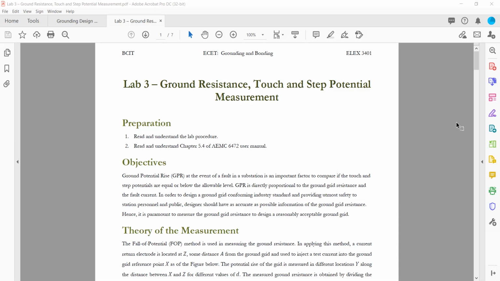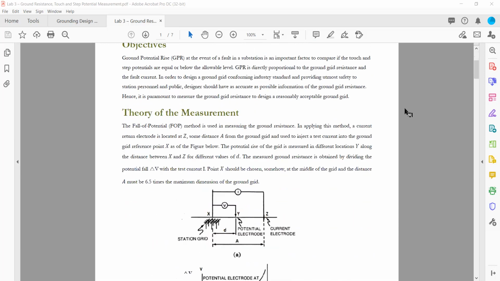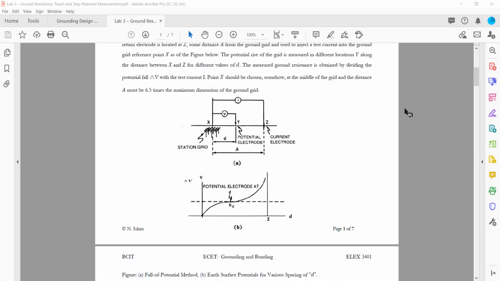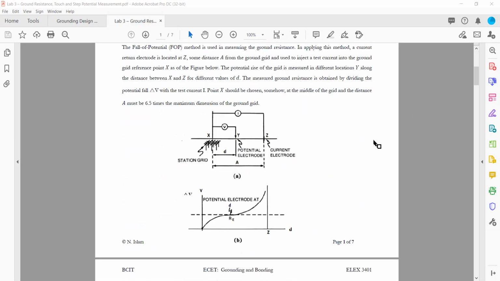Now, the ground resistance, which is a very, very important parameter of a grounding system, we can measure using the fall of potential method, which was discussed yesterday. All right, so again, one more time, let me explain how the fall of potential method works and how we'll measure the ground resistance.